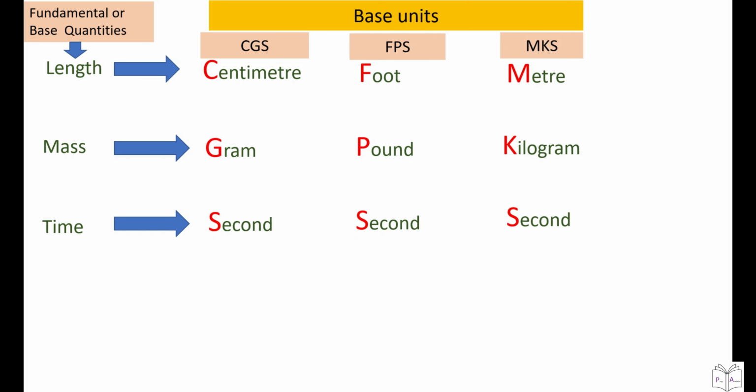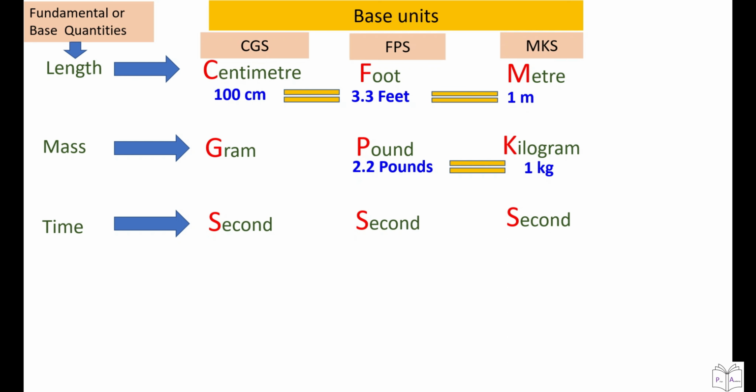Now we will see how these system of units are related to each other. For example, length in MKS is 1 meter, which is equal to 3.3 feet in FPS and also equal to 100 centimeter in CGS. Similarly, mass in MKS is 1 kilogram, which is equal to 2.2 pounds in FPS and 1000 grams in CGS. As you see here, if you try to do the unit conversion from feet to meter, then we get to write like this.